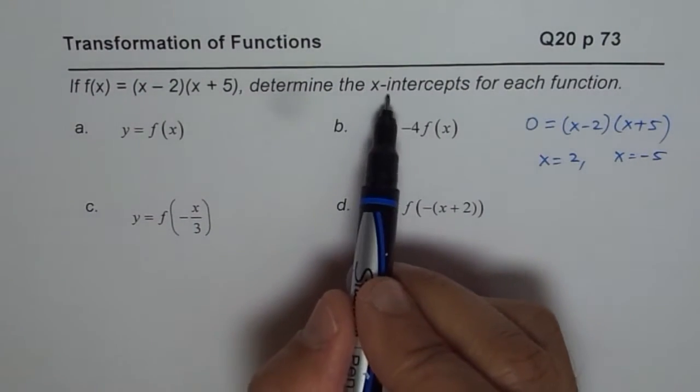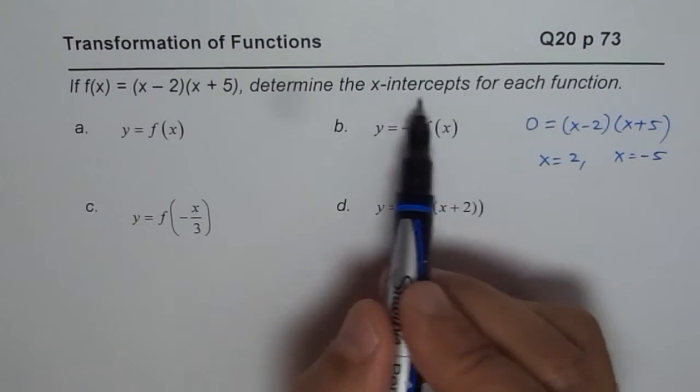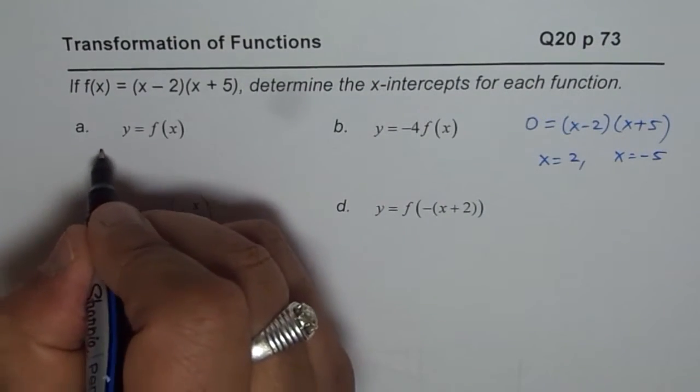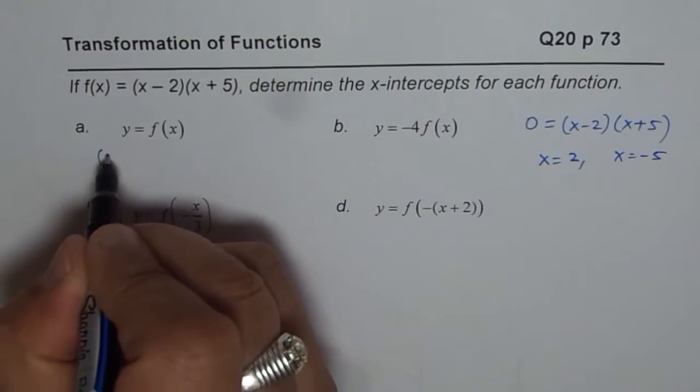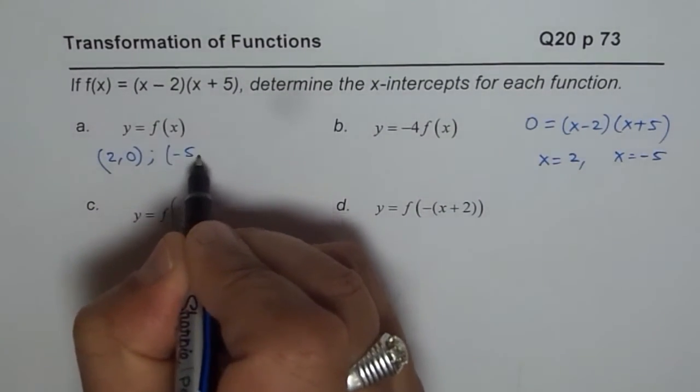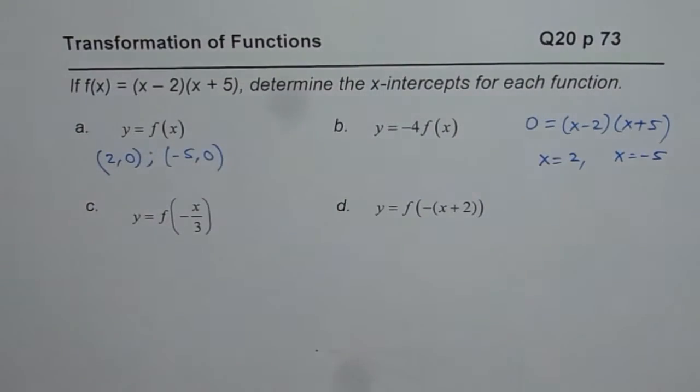So it says x-intercepts. X-intercepts means coordinates of x and y, right? So the x-intercepts are, we can write x value is 2, the y value is 0, right? And the other one is minus 5 and 0. So that is for f of x.